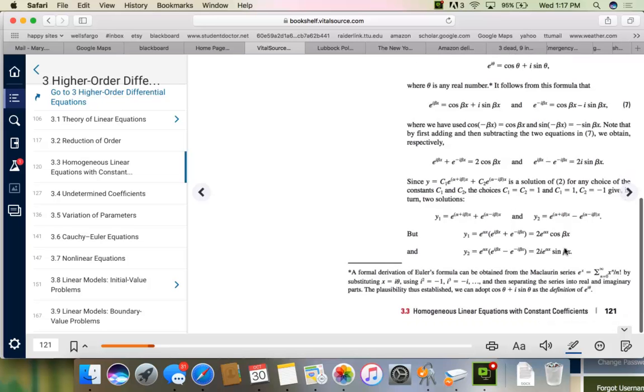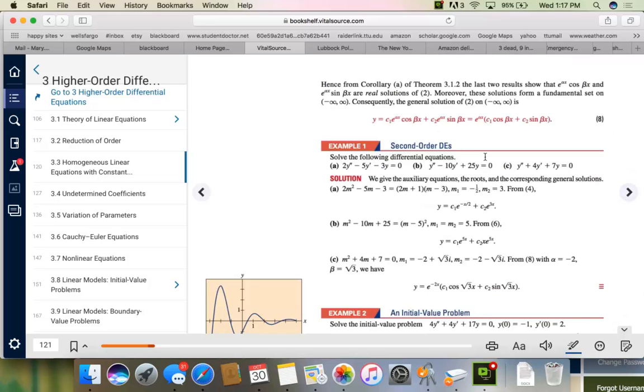And after you do enough algebraic manipulation, what you find is the expression given in equation 8, where you have e to the alpha x times c1 cosine beta x plus c2 sine beta x. This is called a damped exponential, or I'm sorry, a damped sinusoid.